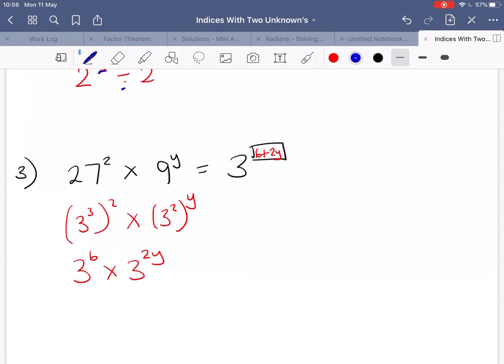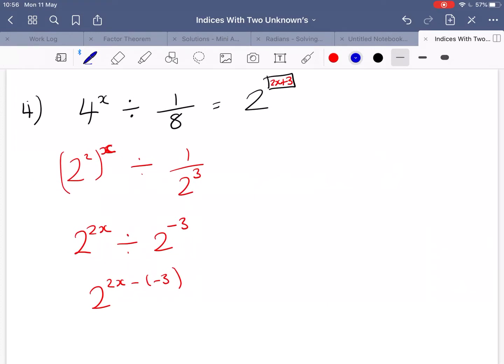27 squared is the same as 3 cubed squared, which is 3 to the power of 6. 9 to the power y is 3 squared to the power y, so that's 3 to the power of 2y. What do you do with powers when you multiply? You add them.